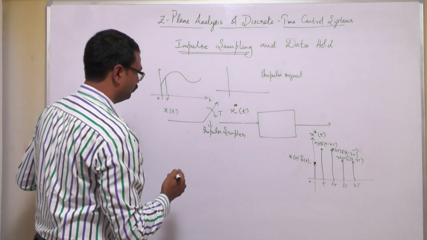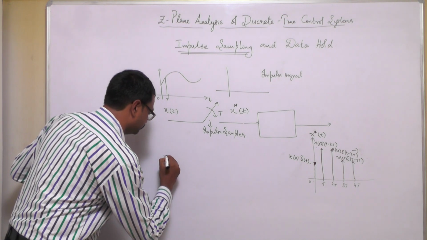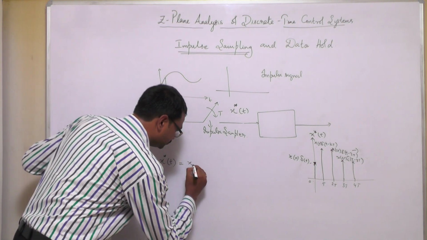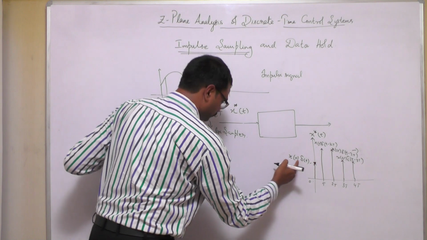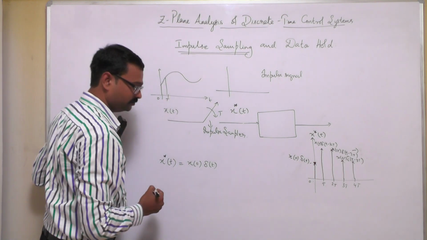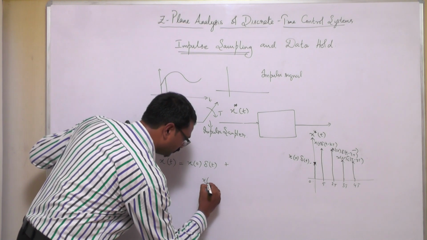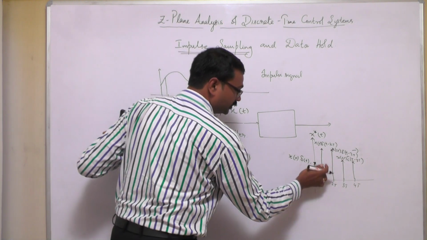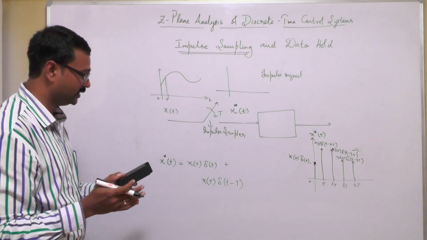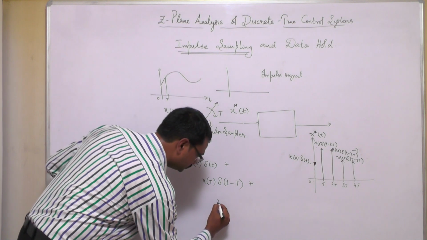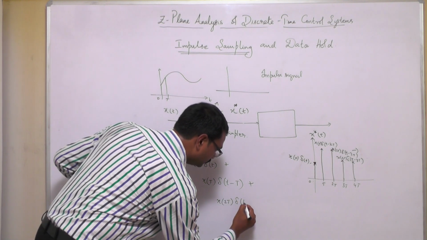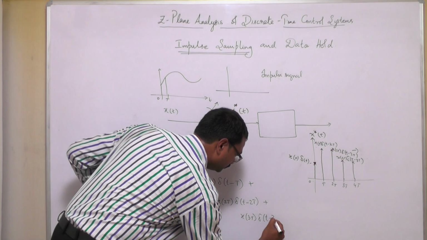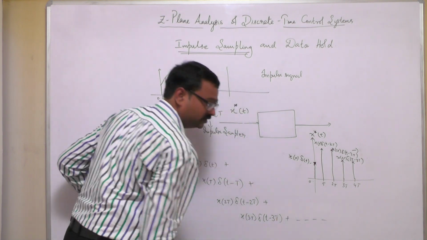So how do we represent x star of t mathematically? It is x of 0 into del of t, where del of t is an impulse signal, plus x of capital T into del of t minus T, that is the second one. You are adding all these signals, an infinite summation: x of 2T, del of t minus 2T, x of 3T, del of t minus 3T, plus so on up to infinity.